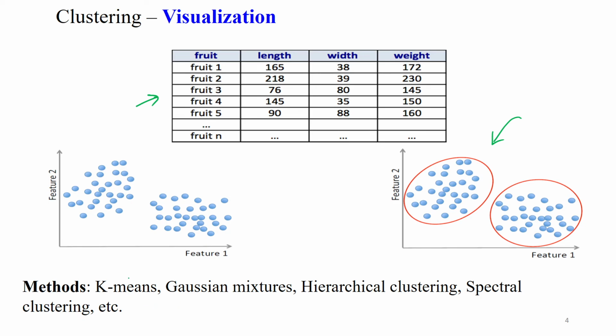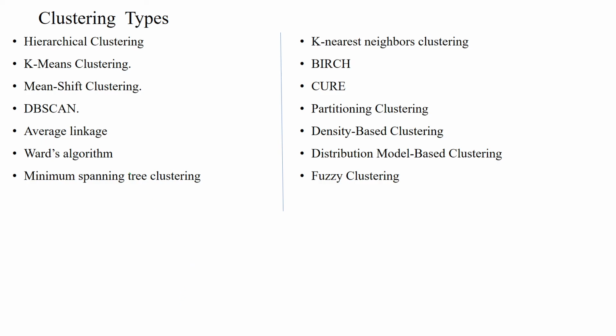Here we have different algorithms: k-means algorithm, Gaussian mixture model, hierarchical clustering, spectral clustering, density based clustering, CURE, or BIRCH. So many clustering algorithms are there. Average linkage, Ward's algorithm. These are all methods to cluster the data points: minimum spanning tree clustering, k nearest neighbor clustering, BIRCH, CURE, partitioning clustering, distribution model based clustering, fuzzy clustering. So different types of clustering are available based upon finding or learning the similarity pattern.